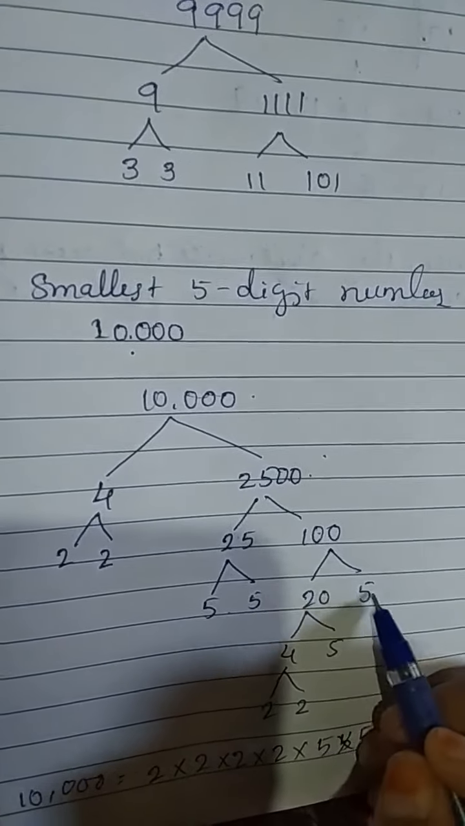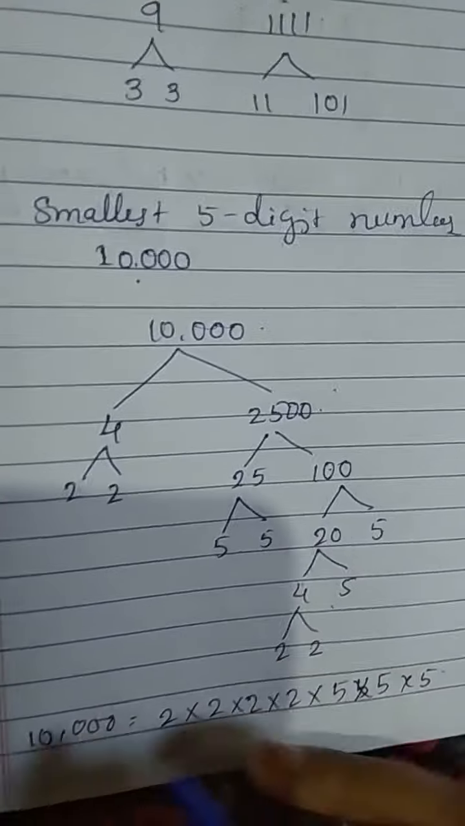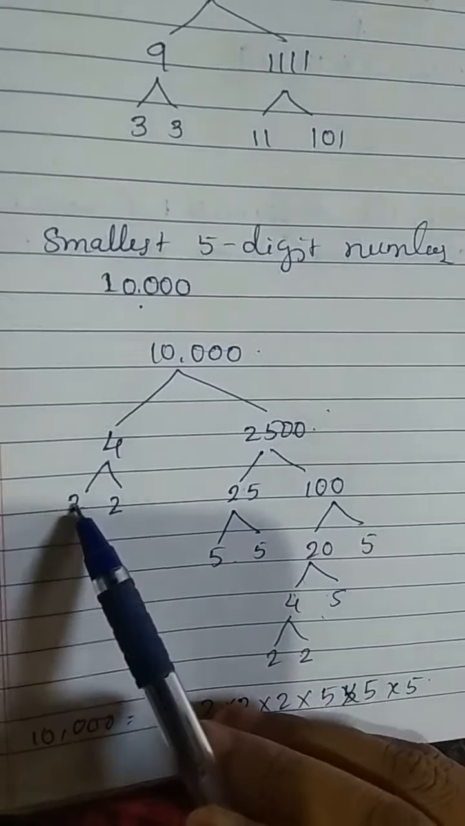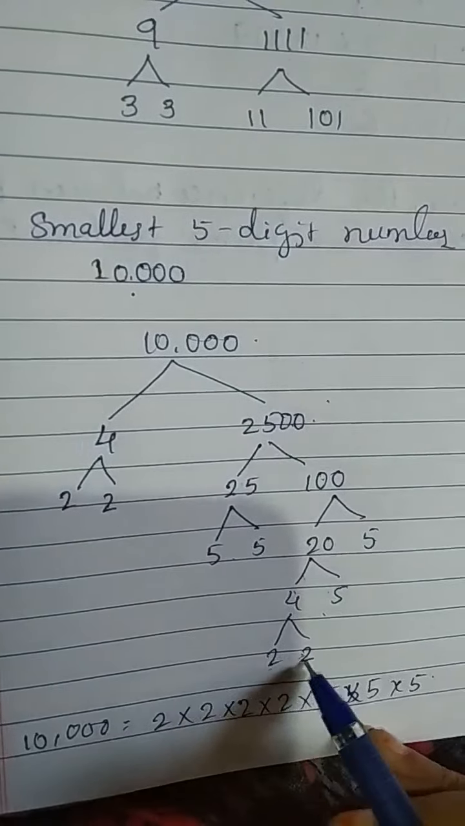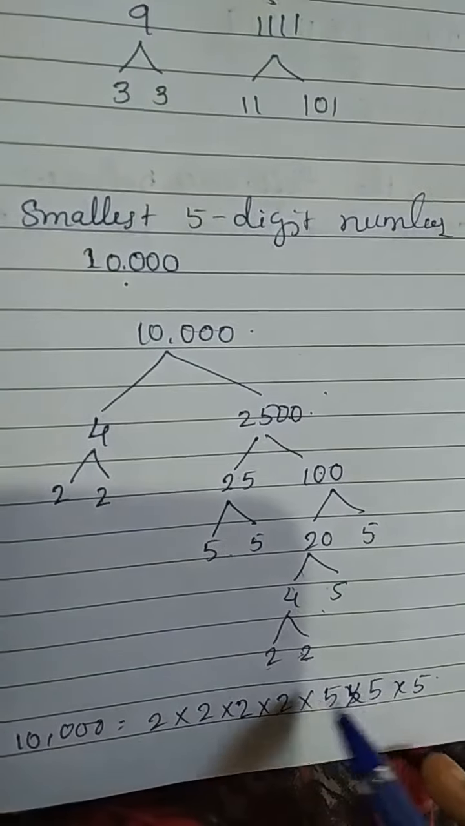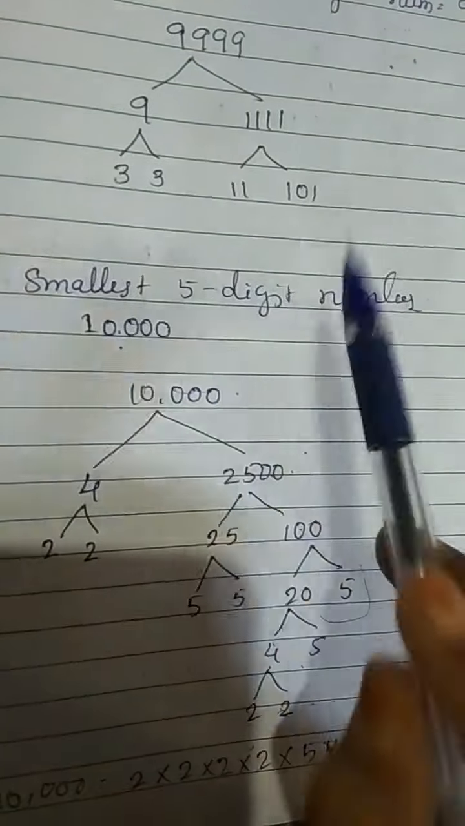Here 20 into 5 is 100. 4 5s are 20. Again 2 2s are 4. So 10,000 is equal to 2 into 2 into 2 into 2 into 5 into 5 into 5 into 5. It is the prime factorization of a 5-digit number.